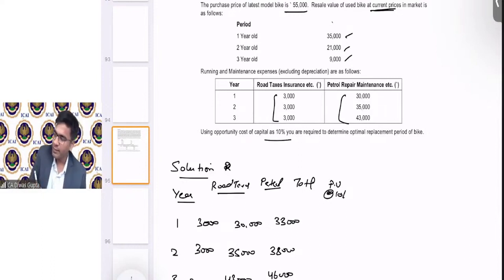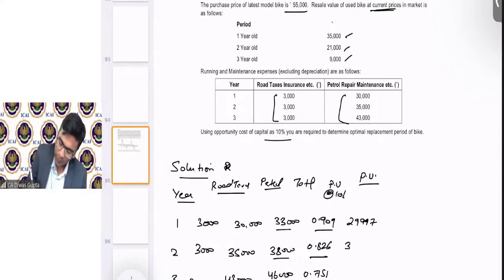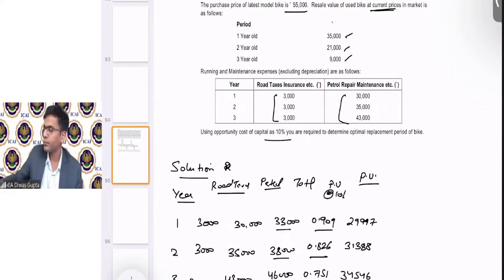Present value factor at the rate of 10% will be 0.909, 0.826, and 0.751. So can we arrive at the present value? Yes. 33,000 into 0.909, 29,997. 38,000 into 0.826, 31,388. 46,000 into 0.751, which will be 34,546. So students, please note that these are the standalone present values of the different years.